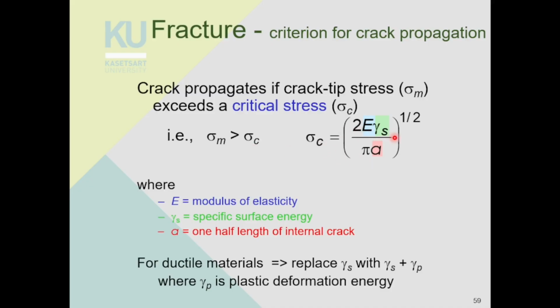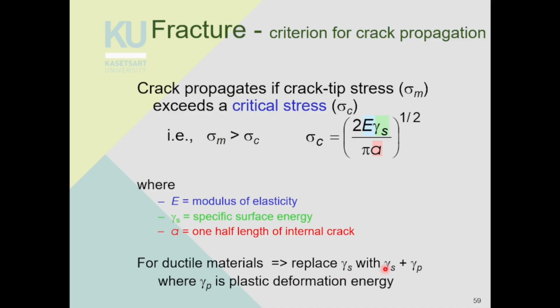Because if you can see, gamma s is the specific surface energy, which is a material property. E is the modulus of elasticity, which is a material property. And a is the length of the internal crack, which we can fix to a certain value. So you can see that if sigma m is higher than sigma c, then the crack will grow, right?